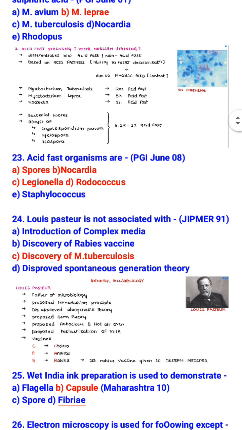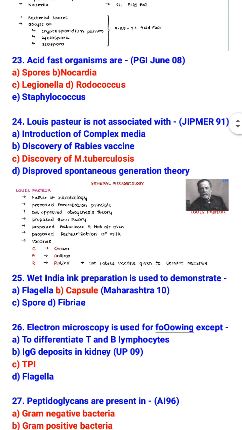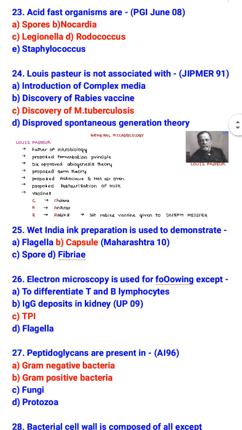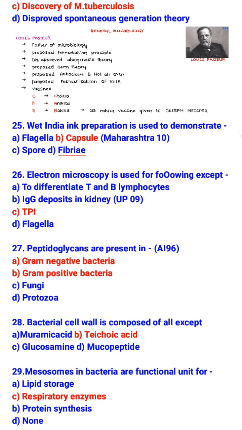Louis Pasteur is not associated with discovery of Mycobacterium tuberculosis. He is associated with the introduction of complex media, discovery of rabies vaccine and disproved spontaneous generation theory. Wet India ink preparation is used to demonstrate capsule. Electron microscopy is used for the following except TPI. So electron microscopy is used to differentiate T and B lymphocyte, immunoglobulin G deposit in kidney and flagella.